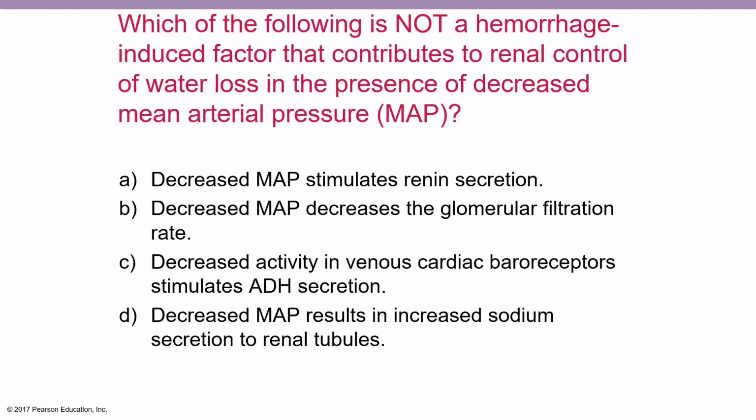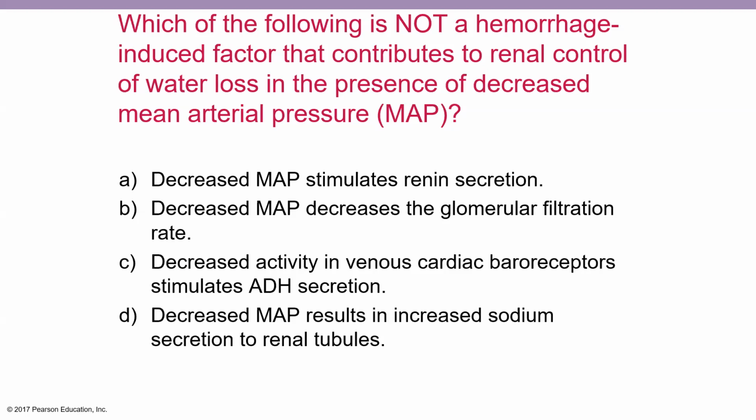So A, decreased mean arterial pressure stimulates renin secretion. That is true. Renin is going to ultimately create aldosterone, which will influence the reabsorption of sodium directly and the reabsorption of water indirectly as a secondary function.